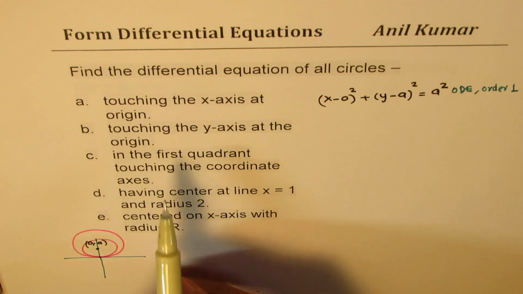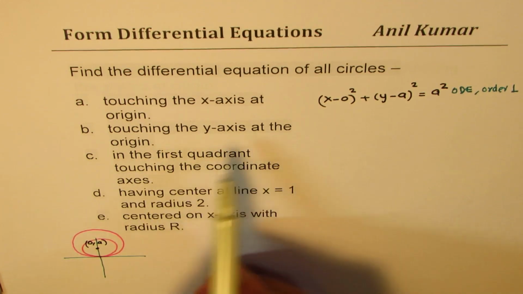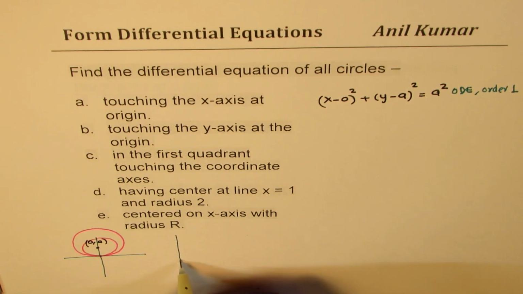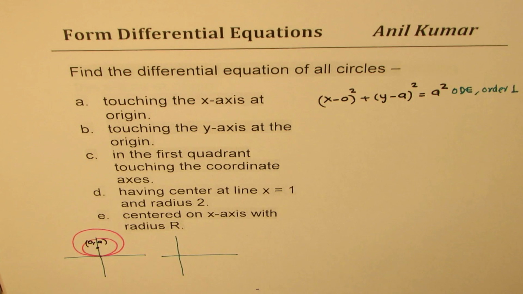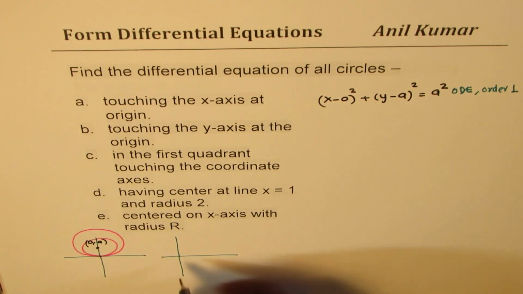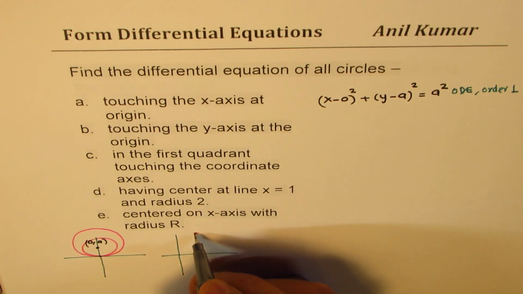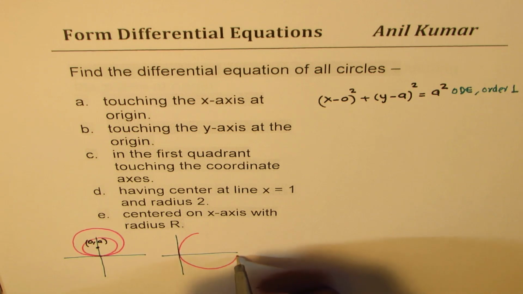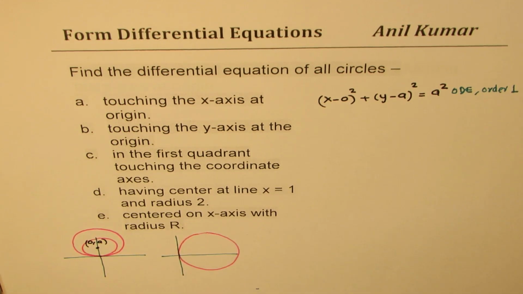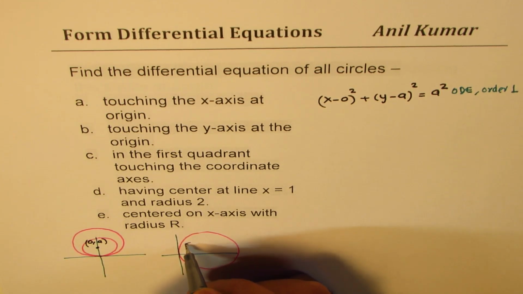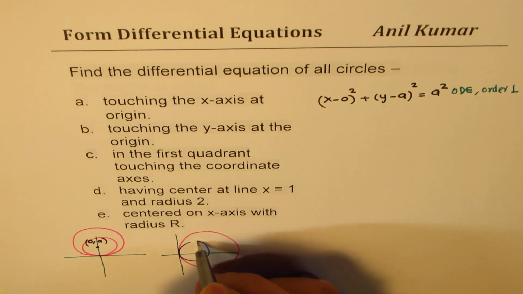The next example here is touching the y-axis at the origin. So instead of x-axis at the origin, this time the circle is touching the y-axis at the origin. So tangent is y-axis, not the x-axis. Here the tangent is x-axis. So for part B, we are looking for circles which are kind of like this. You get an idea, right? So they are slightly different circles and will definitely have different equation, and we'll see how to find differential equation for these.